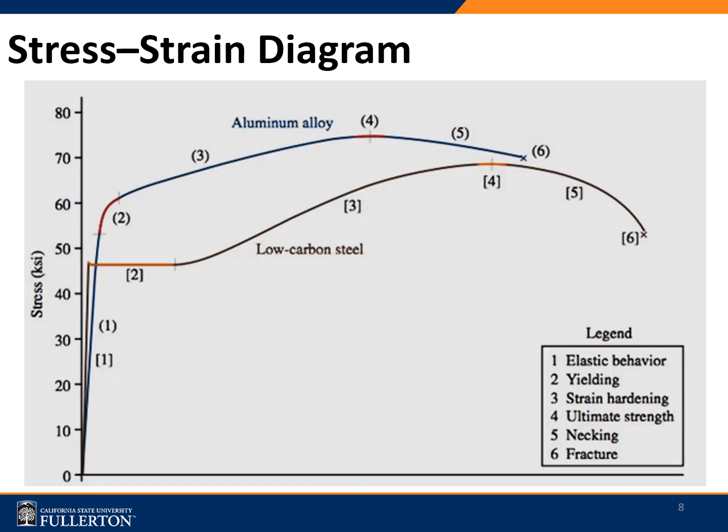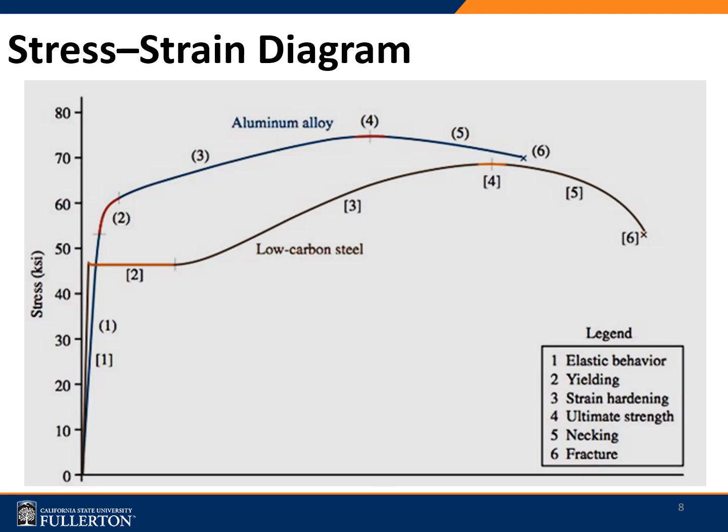Here we can see a typical stress-strain diagram with stress on the y-axis and the strain on the x-axis. We have two alloys here, aluminum alloy and the low carbon steel. On the stress-strain diagram, we could identify regions or critical points which are of importance.